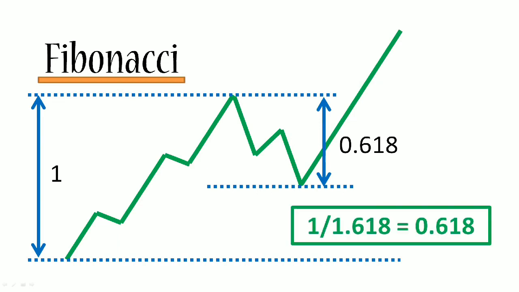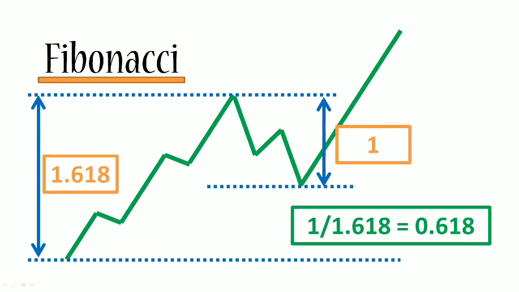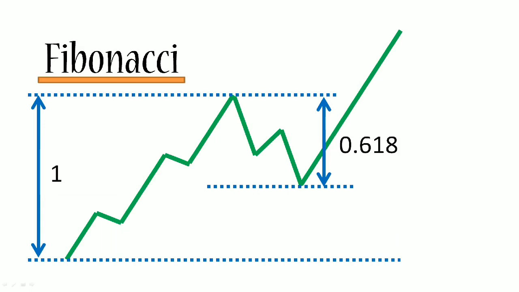Now the best part is that if you divide 1 by the golden ratio, you will get 0.618. So this basically means that if you take your original trend as 1.618, then your retracement will be 1. So basically you see the golden ratio here will just return back to 0.618, which is the inverted golden ratio.